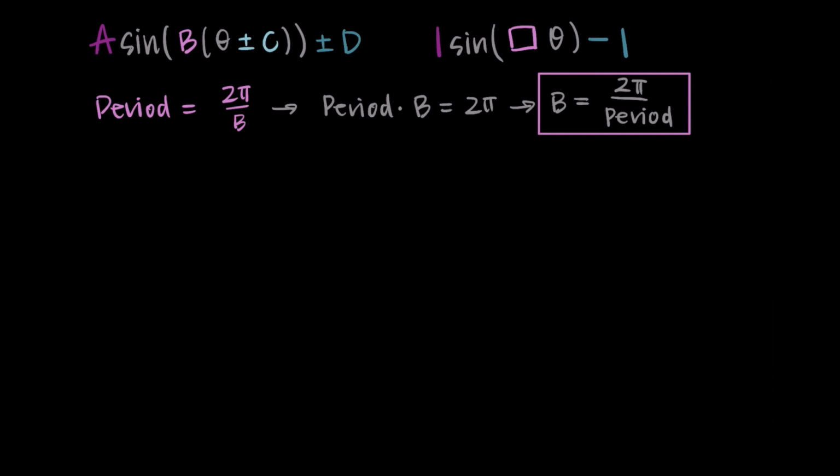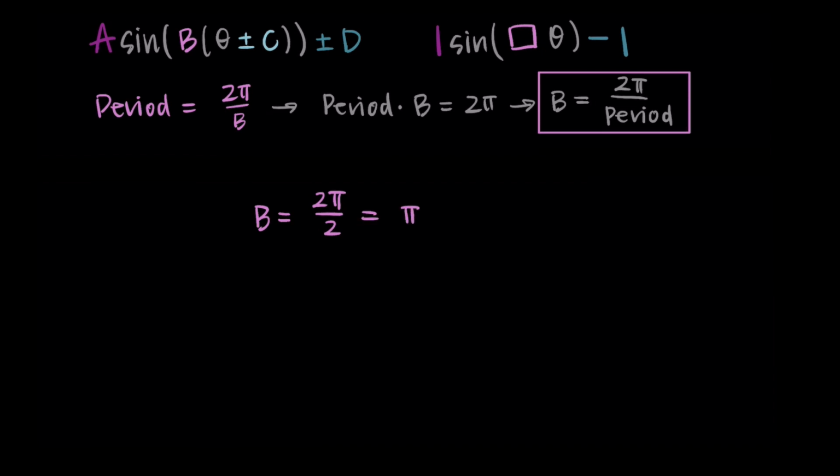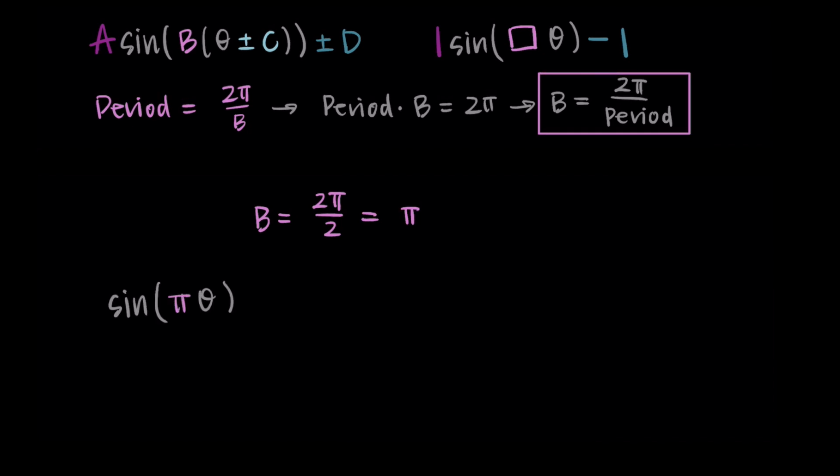So okay, we're going to find my B value. I know I have 2 pi and I divide it by the period. The period is 2, and so I'm getting that B is equal to pi. And now I write this in my formula. So I'm not going to write the 1 on the outside. That doesn't actually affect anything. 1 times sine is just sine. And so I have sine of pi theta minus 1 is my final answer for the formula for this graph.